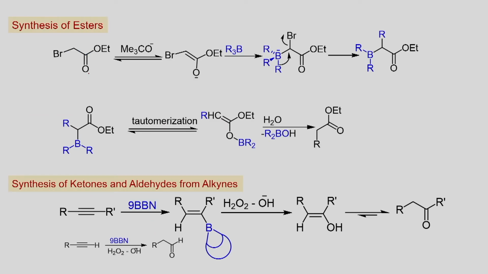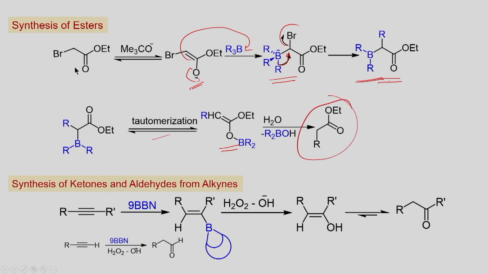Let us look at this alpha halo ester. Once you have this one, when you react with sodium tertiary butoxide, which can deprotonate this one, you will be able to form the enolate. Once you form the enolate, it can undergo reaction with the borane, and you get this intermediate. This can now convert into this alkyl borane by removal of Br minus by a substitution reaction, and you will have this intermediate. Once we have this one, this can undergo tautomerization as shown here. When you do the hydrolysis, you will be able to convert it into ester as the product.